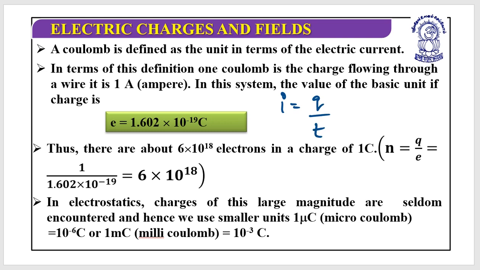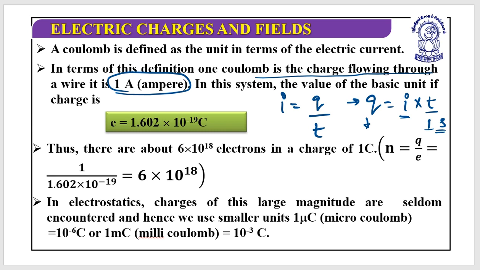Now what is charge, or how did this unit come about? What we know is I equals Q by T. Do you remember this? Where did you learn this? In class 10. Please remember I equals Q by T. So if I rearrange this, Q equals I multiplied by T. If a current of 1 ampere is passed for 1 second, then the charge would be equal to 1 coulomb. So by this definition, 1 coulomb is the charge flowing through a wire carrying 1 ampere for 1 second.